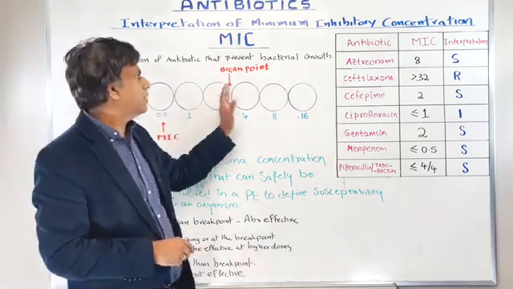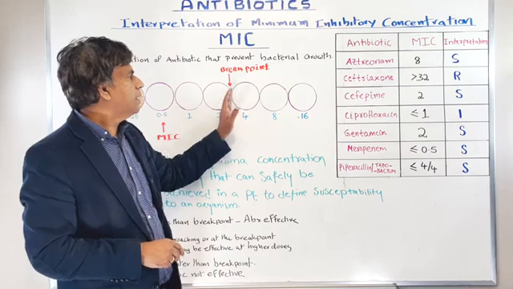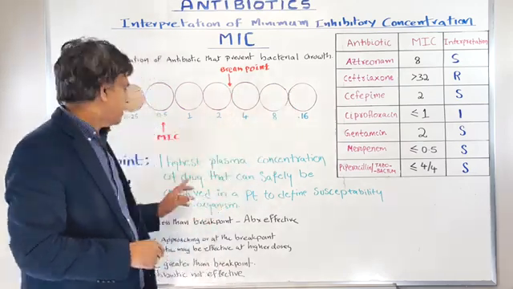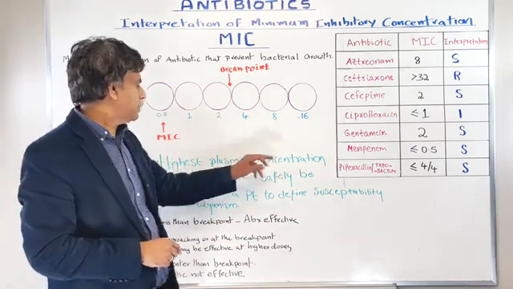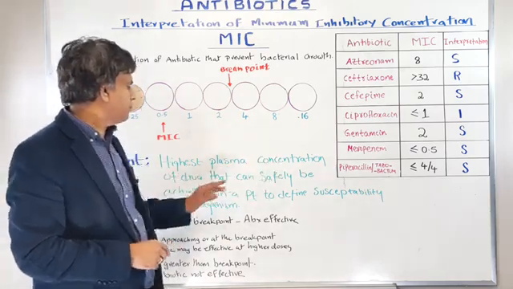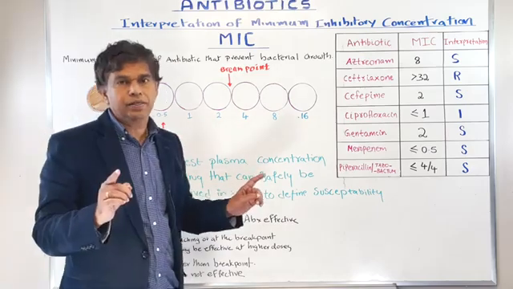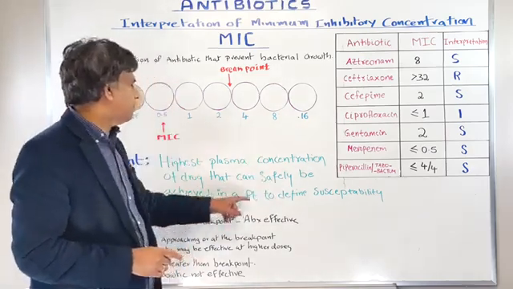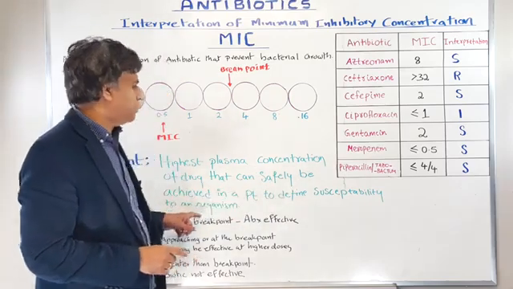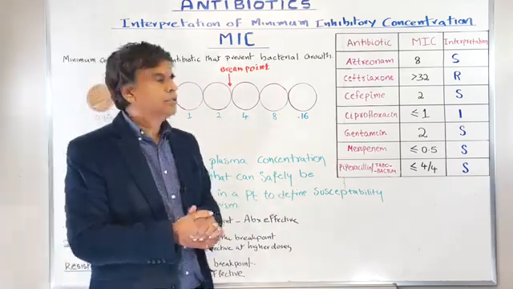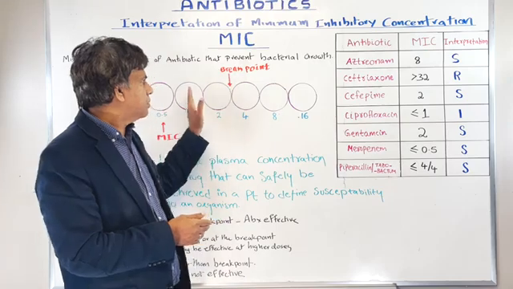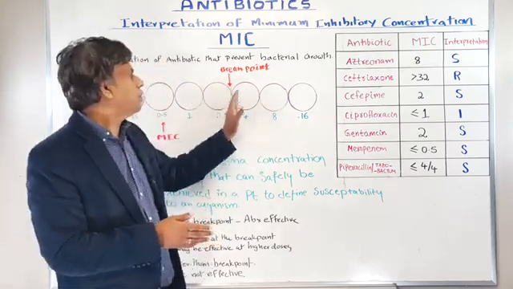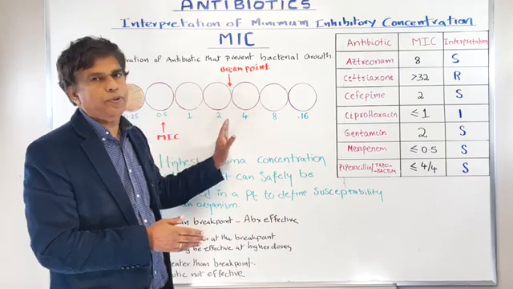Then there is something called a breakpoint. Anytime you use anything above, let's look at the definition first. What is a breakpoint? The highest plasma concentration of drug that can safely be achieved in a patient to define susceptibility of an organism. Look at the word safely, that's what I want you to remember. So you have to be careful. This all inhibits the growth. Okay, when you come up here, more than 3 is the breakpoint here.